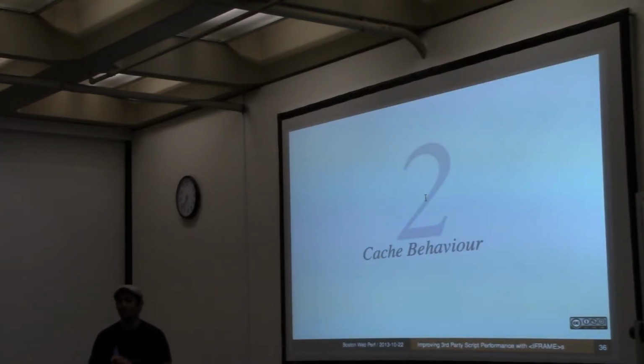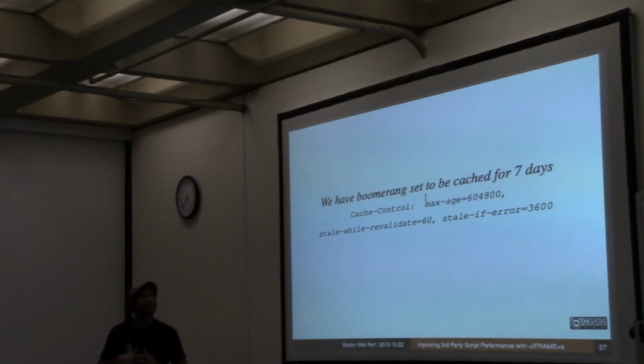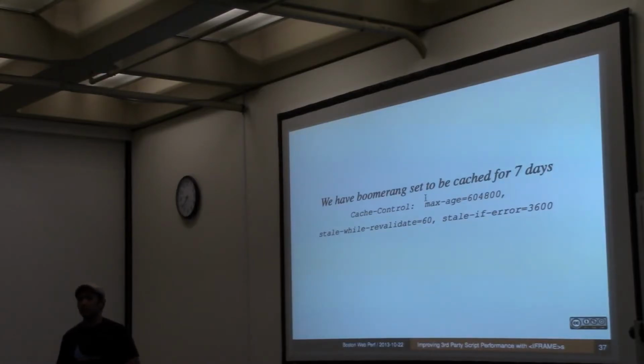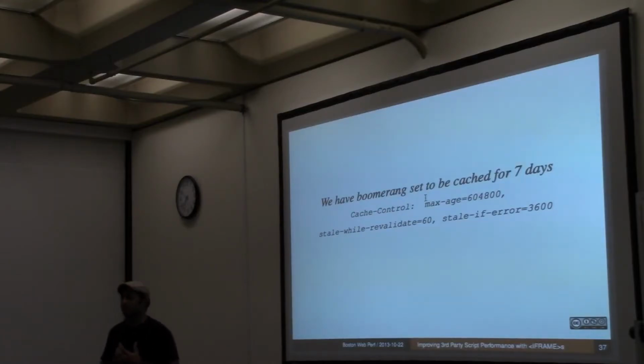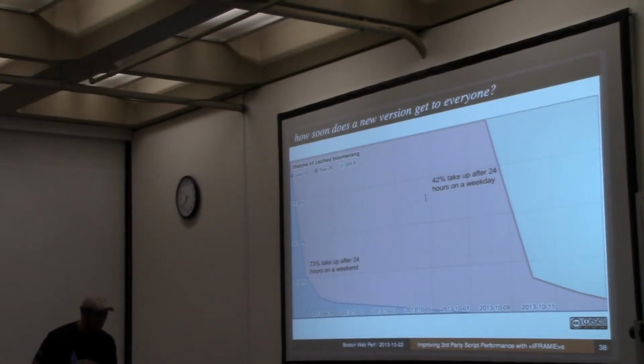So we've come to part 2, and I'm going to slow it down by showing pictures. We have Boomerang set to cache for 7 days. 7 days allows us to push out new versions fairly frequently. It also allows us to see how long objects stick around in people's caches. So, how soon does it take for a new version of Boomerang to get to people? This is a chart I made from data last week. We pushed out 3 versions of Boomerang, one on July 12th, one on September 26th, and one on October 8th.